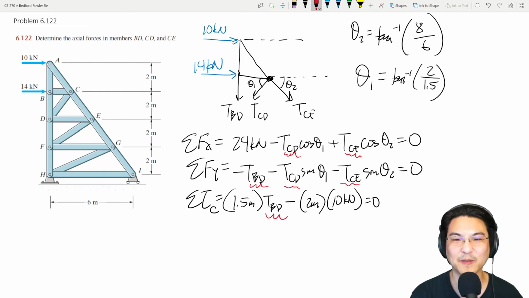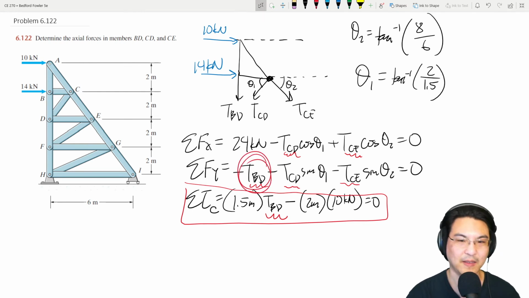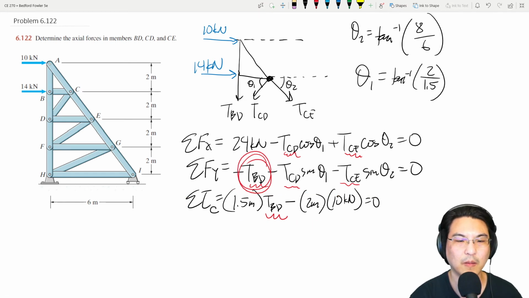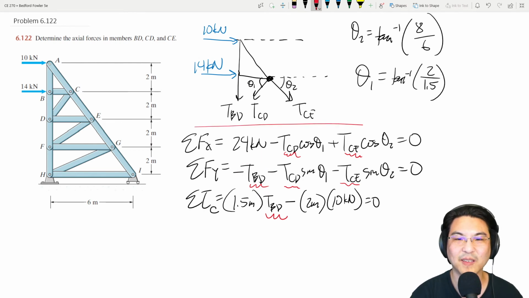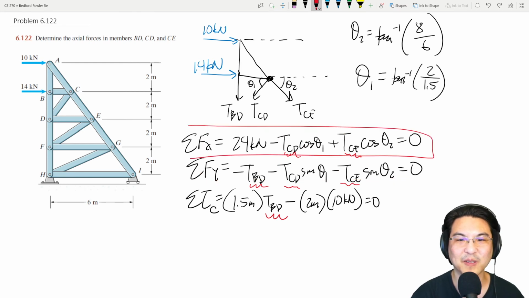Which one would you like to solve first? This one only has 1 unknown. So you got TBD. Got it? So then you can put that number right over here. And then all you're left with is these two equations with two unknowns. So then you can just do substitution. So just pick one or the other. For example, like this one.